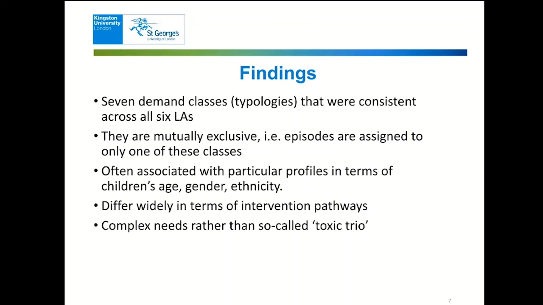Now, some of the classes we found were particularly dominated by a single factor assessment, and some of them were characterised by clusters, by multiple factors. What we weren't actually setting out to find or not find evidence for was the so-called toxic trio, but what we did find in terms of the complex needs that seemed to characterise some of these categories caused us to question a little bit why the toxic trio is seen as such a hard and fast way of conceptualising demand, because we didn't think that fitted the data at all, and we'll see why shortly.